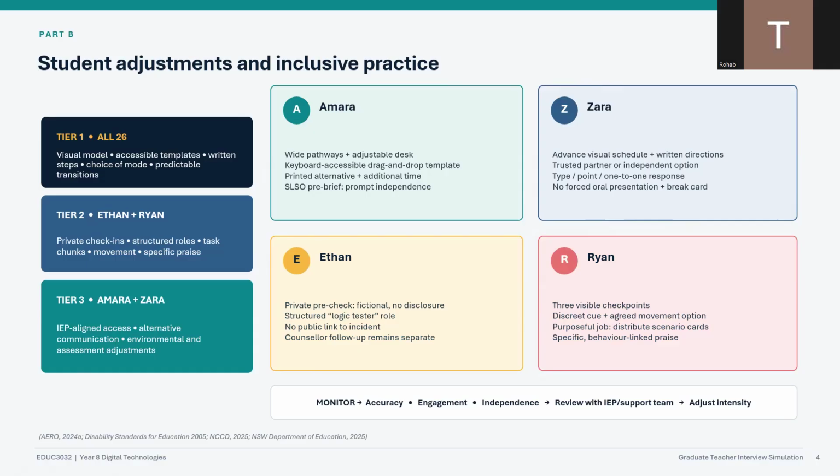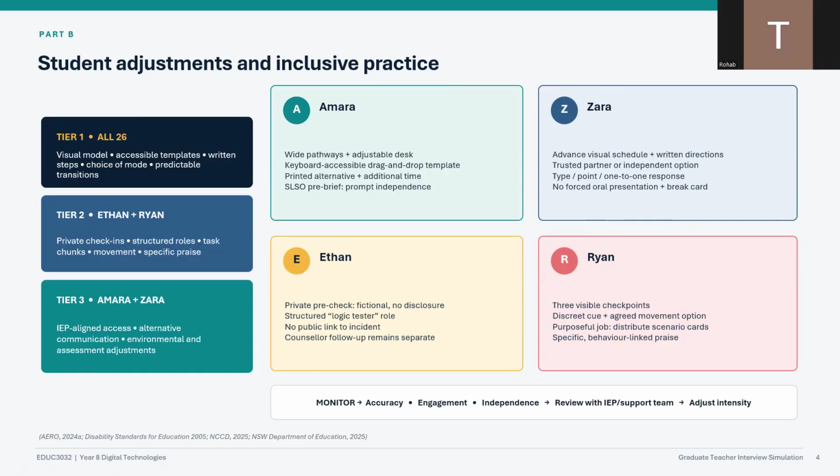For Amara, I would confirm wide pathways and adjustable workspace, and probably give additional time, equivalent project accessing the same outcomes, and also allot an LSO just in case. And for Zara, I would provide a visual schedule in advance, written directions. I'll partner up with a classmate and maybe point to a response card or speak one-on-one.